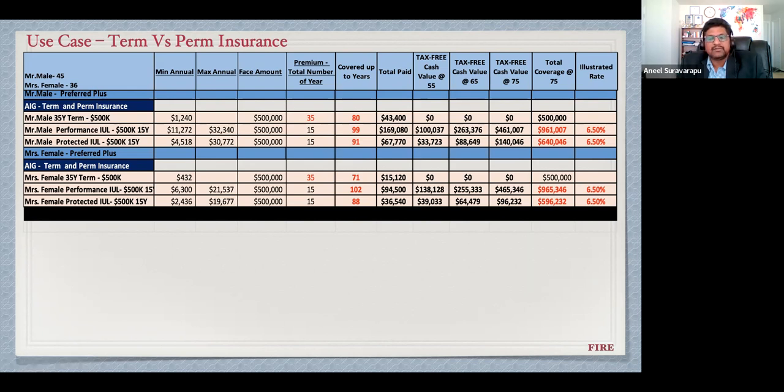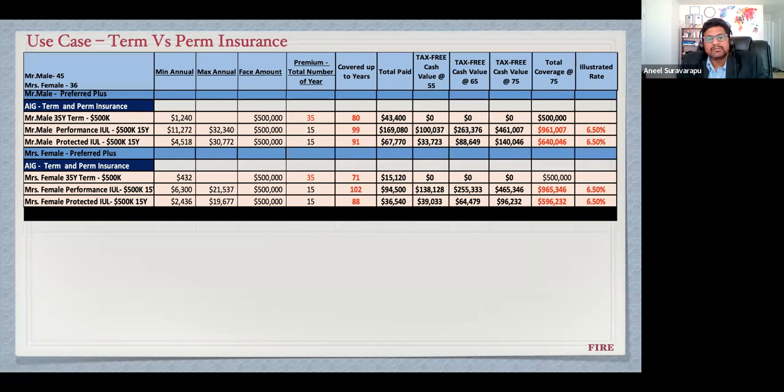That is a normal thing that we put, but they can pay until they want to pay. So this policy is running till 91. The total contribution that he made is close to 67K, and these are the numbers at the ages of 55, 65, and 75.